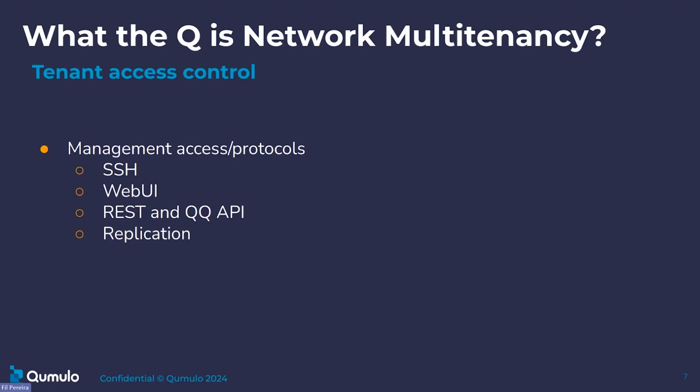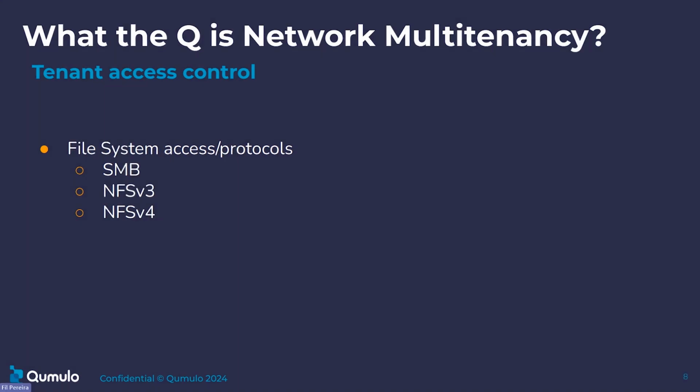And if we break down into those, our management access controls and protocols, typically we define these as your SSH access, your Web UI access, your REST and QQ API access, as well as replication. For file system access and protocols, these are defined as your SMB and NFS, and then within each tenant, you can define whether or not you want NFS v4 to be enabled on that tenant. So you have NFS v3 as a whole, and then you can enable or disable NFS v4 per that tenant as well.